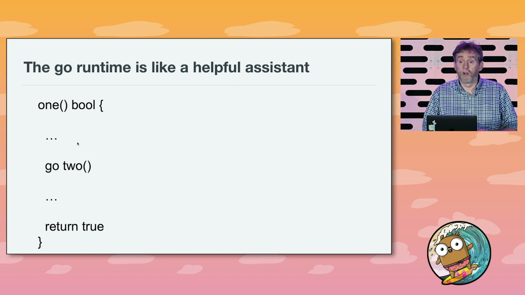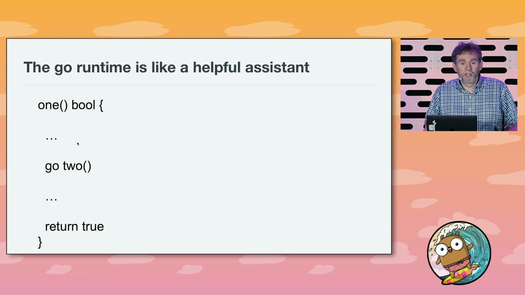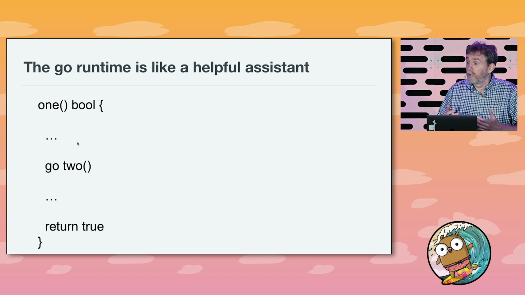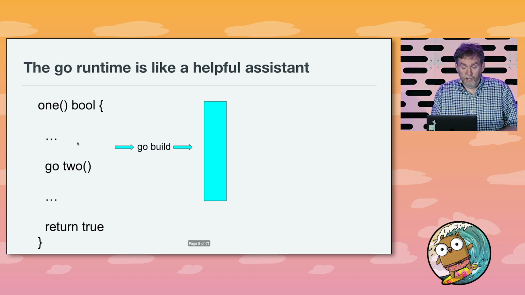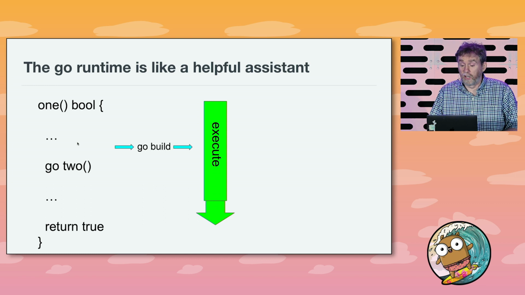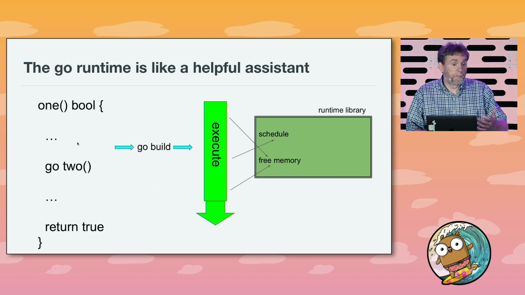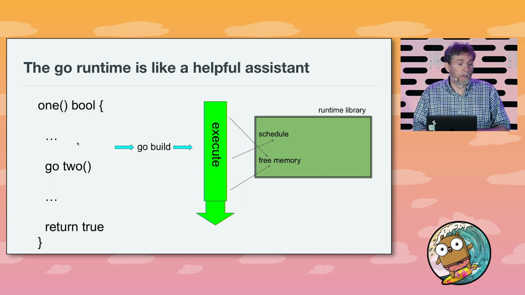Just to fix a metaphor, I think it's convenient to think of the runtime as kind of like a helpful assistant. If you have a Go program, here's a simple one, or at least a part of one, you compile it into a binary, and then it starts executing. While it's executing, at certain points, it will call out to the scheduler and do some things. It'll free memory, it'll schedule a different Go routine, things like that. And all that is happening inside the runtime library.